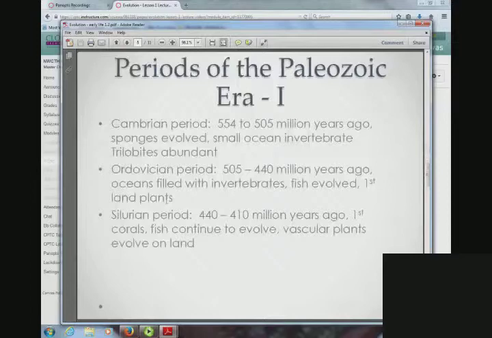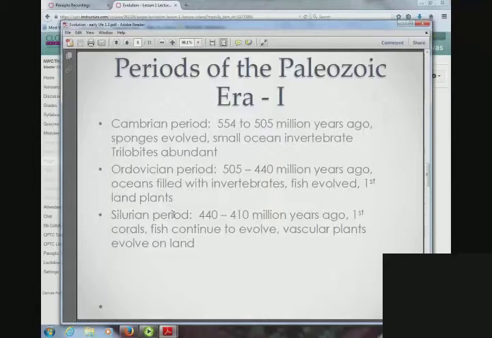During the Cambrian period, 554 to 505 million years ago, we started to see the sponges evolve in the ocean. We had small ocean invertebrates, and the trilobites were abundant. The trilobites are just small ocean invertebrates. During the Ordovician period, 505 to 440 million years ago, the oceans filled with invertebrates. This is when fish evolved and we started to see the first land plants.